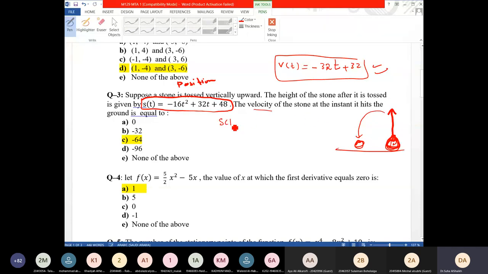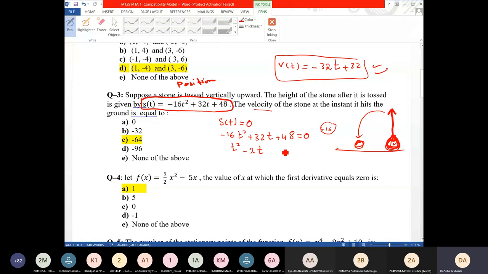It hits the ground when s of t is 0, right? So this is a two step question. I need to find when it hits the ground, get the t, then put the t in the velocity to find the answer. So s of t is 0 means minus 16 t squared plus 32t plus 48 equals 0. An easy thing to do is divide the whole equation by 16. This will be t squared, minus 2t, and the 48 divided by 16 is how much?